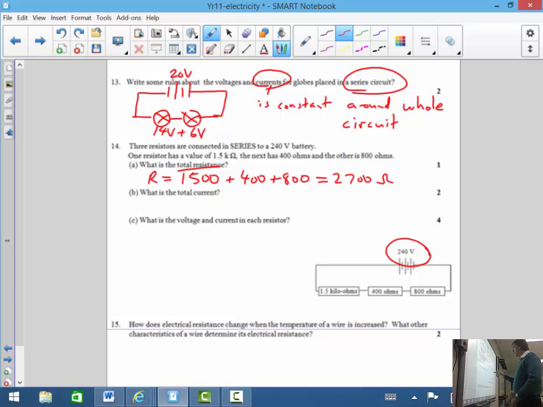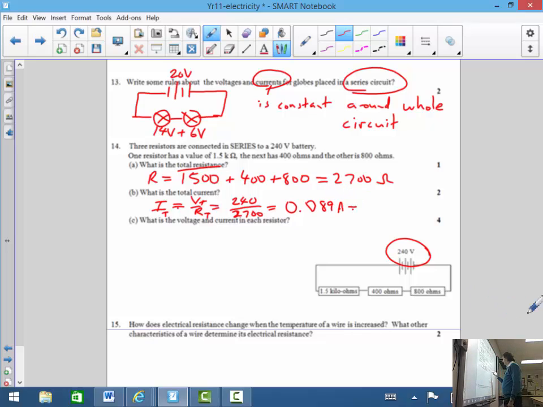Okay. Total current then, you do the same thing, I equals V over R, and these are totals by the way. We're going to do 240 volts divided by 2,700. Right, I'm going to do that on the calculator. So that's 0.089 amps.